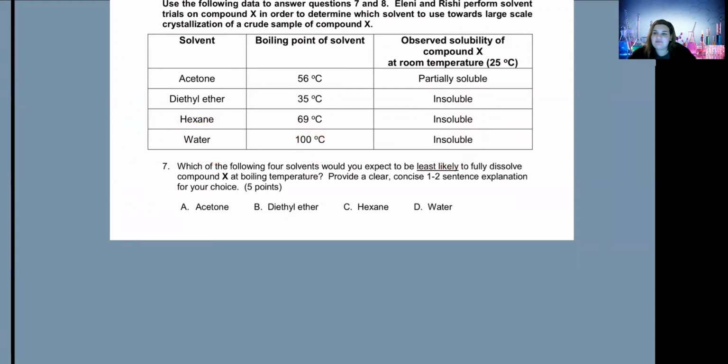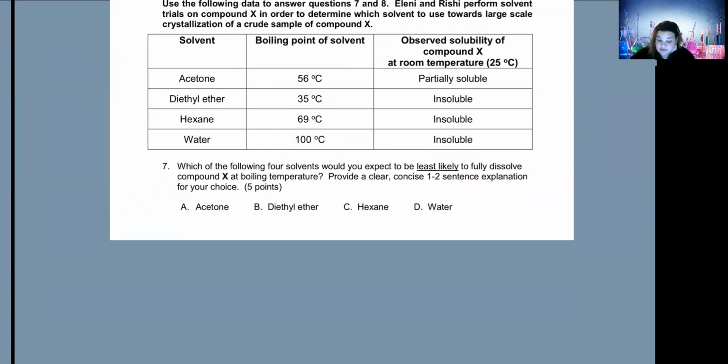This question, you kind of have to think a certain way. So when I say, okay, the room temp's 25, right? Partially soluble, insoluble, insoluble, insoluble. When I look at the boiling points of the liquids, this one stands out to me the most, as does this one, right? Because this one's super duper high. This one's super duper low. Now, water boils at 100 degrees Celsius, right? We know that. And it's insoluble at 25. So at 100, it might boil, right? It might solvate.